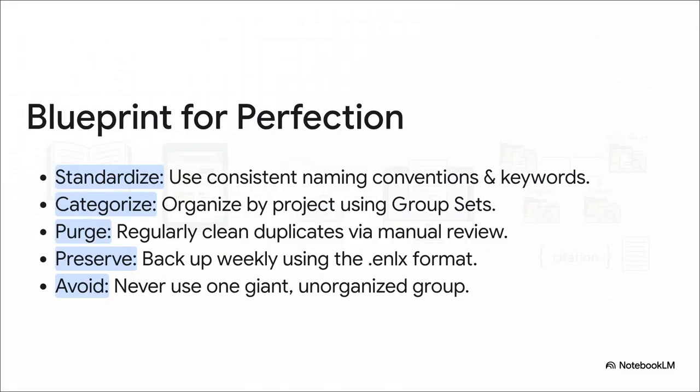So if we're going to summarize the entire blueprint, it really just comes down to 5 core principles. 1. Standardize your keywords. 2. Categorize your big projects with group sets. 3. Purge those duplicates regularly. 4. Preserve everything with weekly backups. And finally, number 5, avoid the trap of just dumping everything into one giant, unorganized group. If you build the architecture once, you can stay focused on the real work, the writing, forever.